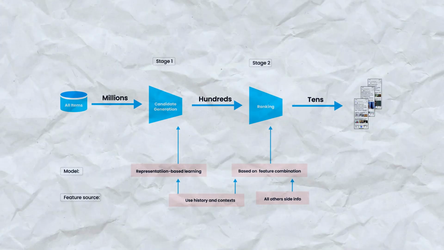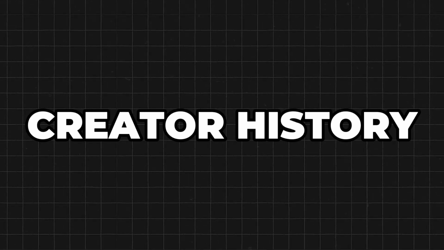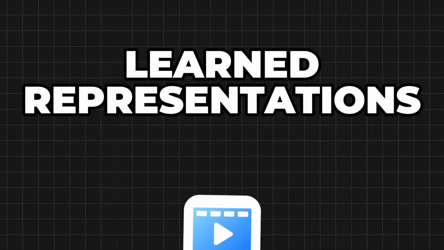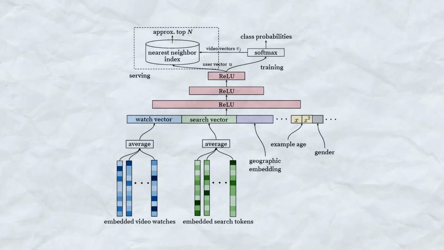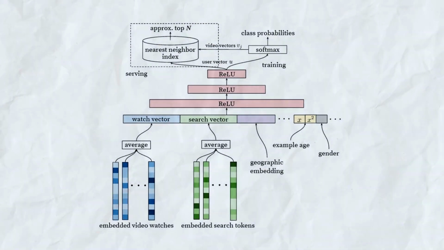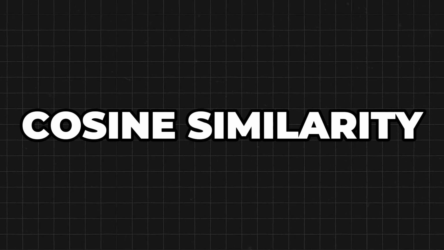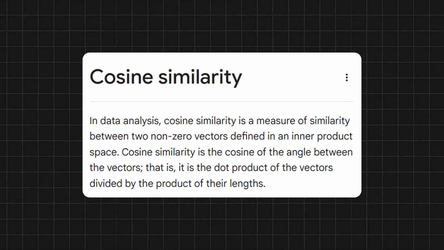The content tower generates embeddings for each video based on its metadata. Title, tags, creator history, engagement stats, and even learned representations from the raw video file itself. The system then compares your user profile to each video's profile to see how well they match. The second tower. It does this using something called cosine similarity, a way to measure how similar two things are in a big mathematical space.